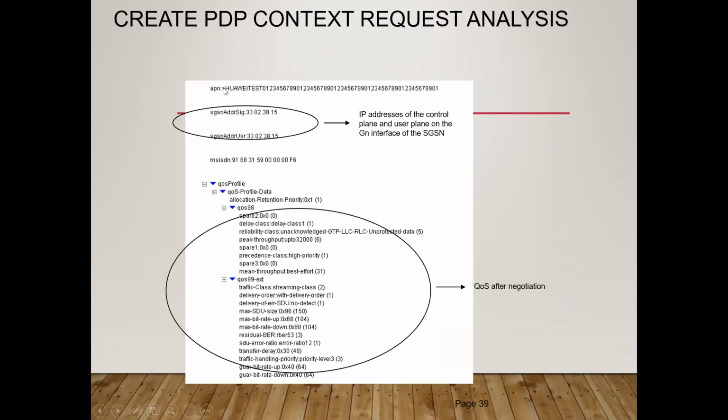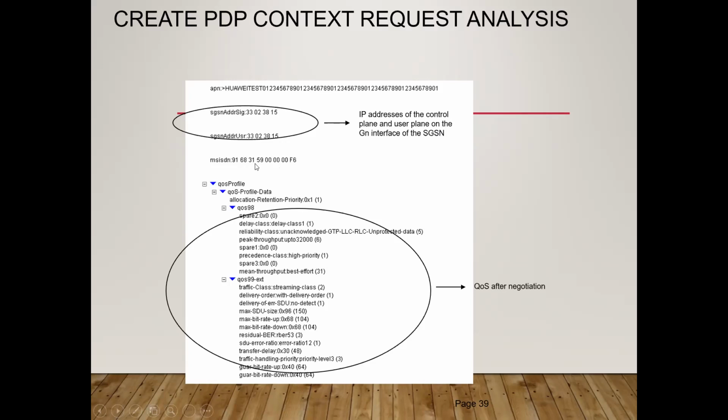Then it will send the APN that is required, and the SGSN is going to send its own signaling and user plane IP address, the control plane and user plane IP of the Gn interface of the SGSN. This tells the GGSN, if it needs to perform signaling, which IP to communicate with, and if it needs to send the user plane traffic, which IP to communicate with.